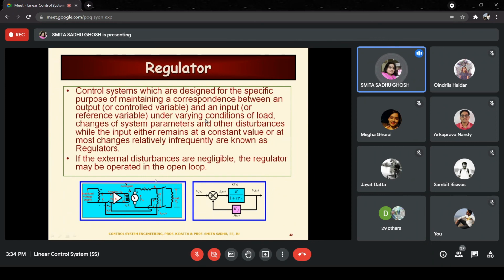So if the external disturbances that are affecting such a system, meaning the regulator system, are negligible, the regulator may be operated in the open loop. What is being said is that if there is no reason why the output changes, meaning that the external disturbances are negligible, which means nothing is adversely affecting your output, in that case, naturally, feedback is not required. You can also have the system operating in the open loop.